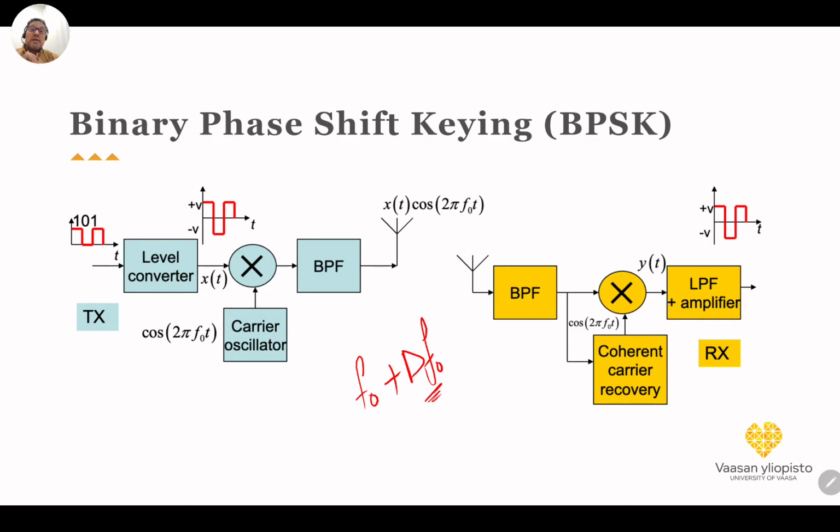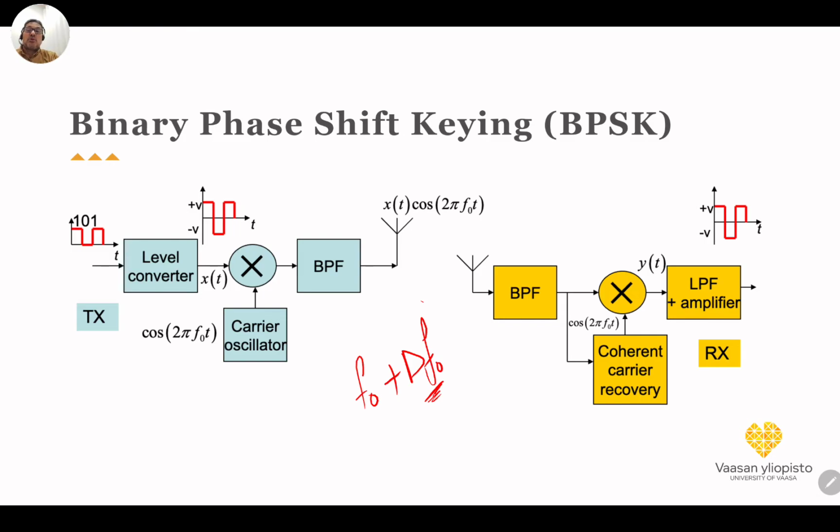So anything moving the channel might change the received frequency to another shifted frequency. Of course, this shifted frequency is usually very small, but still it will affect the accuracy of the detection. So to overcome this problem, we need what is known as coherent carrier recovery to minimize the effect of the frequency shift.